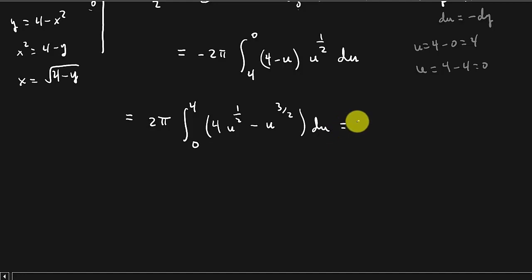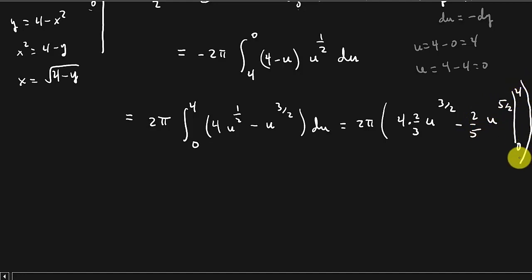And so now we've got 2 pi, and that's going to be times 4, that's going to be u to the 3/2, so times 2/3, minus, that's going to be u to the 5/2, and that's going to be times 2/5, and that's going to be 0 to 4. I think I went off the screen, but I think you can see the important part, it's just the parenthesis that's cut off.